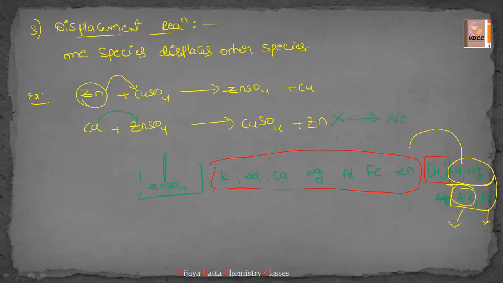These metals cannot displace the highly reactive metals, but highly reactive metals can displace the less reactive metals. That's why zinc can displace copper. That's why the first reaction is possible. Whereas the second reaction is not possible, because copper cannot displace zinc, because it is the least reactive metal. Only that is the reason we should know while discussing zinc displacement reactions.